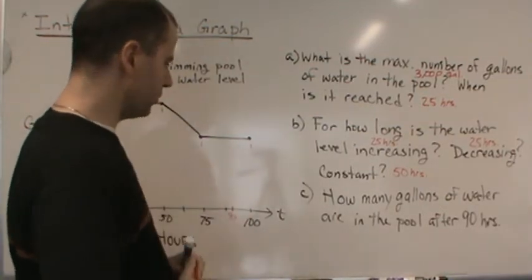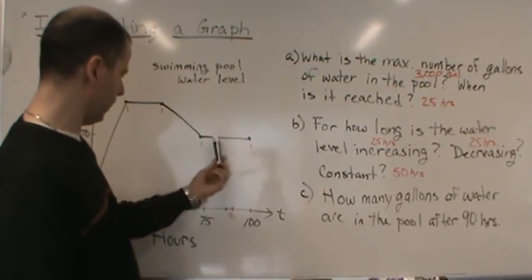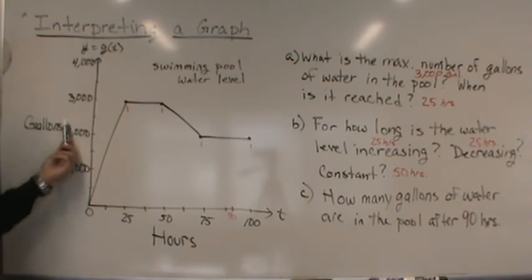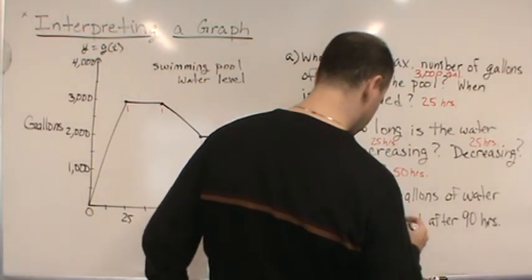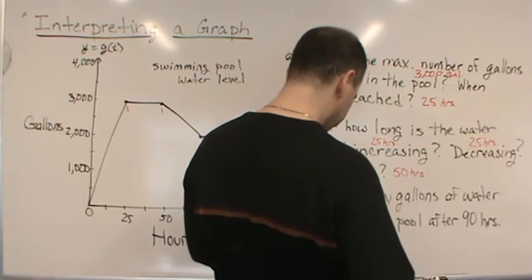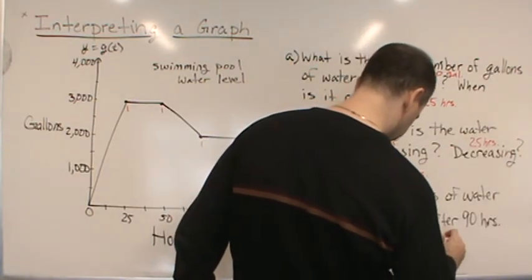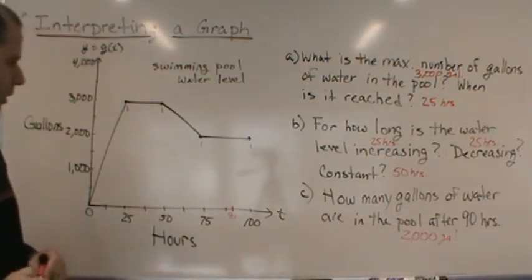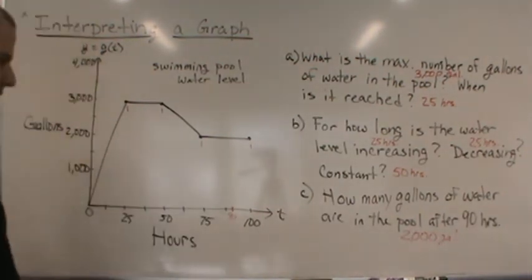If we use the graph, it asks how many gallons of water. If we come up to here, we're going to be in this area, which means that the number of gallons is going to be 2,000. So the answer to this question is 2,000 gallons. The water level after 90 hours was 2,000 gallons.